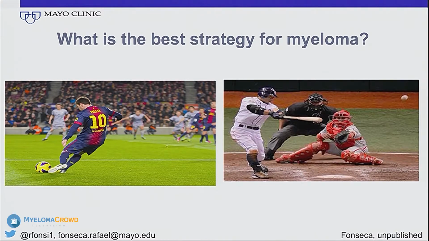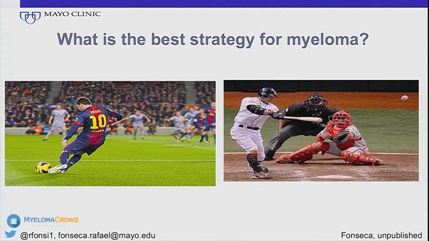A question we're asked frequently is, okay, you have a new patient, and you tell me you have 11 drugs approved since 1999. What do you do? Do you just use one drug at a time? Do you sequence? Do you keep some of your powder dry for down the line? Or do you put your best drugs right up front? So I call it the soccer versus the baseball strategy.